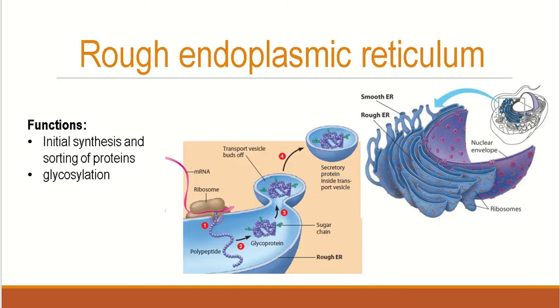Specifically for the rough endoplasmic reticulum, it is to initially synthesize and sort proteins, and it performs glycosylation, which in simple terms means the addition of sugar chains, specifically to proteins. Now, the rough ER plays a key role in these functions. To further understand this, we need to understand how the RER works, and that we can do by observing this figure in this particular slide.